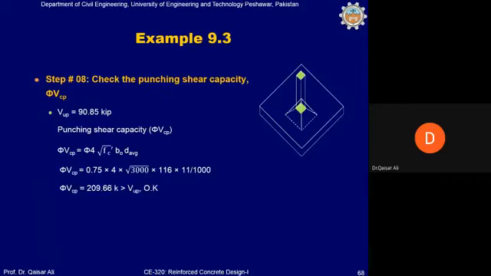Phi Vc equals 0.75 into 4 into root FC prime, B naught D average. B naught has been calculated in the previous slide. B naught is 116. D average is 11, divided by 1000. So the phi Vc value is very high, 209.66, much higher than the critical shear. So the assumed thickness is okay. If you want to reduce the thickness a little bit, you can do this. However, in this example, we will keep the same thickness, 15 inch.